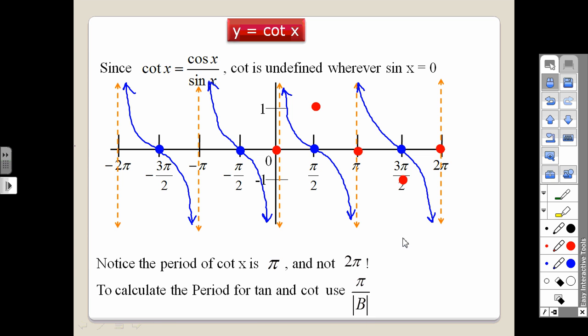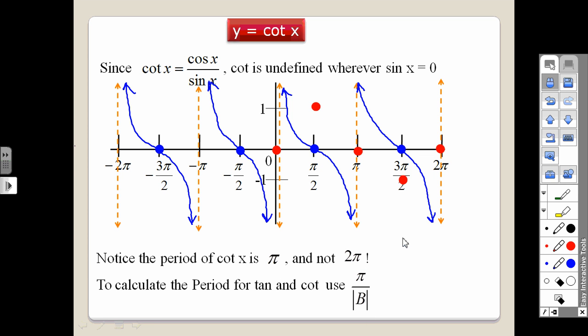So because of that, if you're asked to calculate out the period of cotangent or the period of tangent, and it's something different, like you have a b other than 1, then you're going to use the formula of pi divided by the absolute value of b instead of 2 pi divided by the absolute value of b.